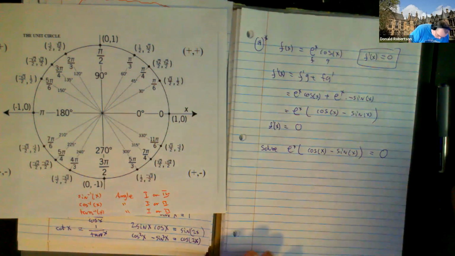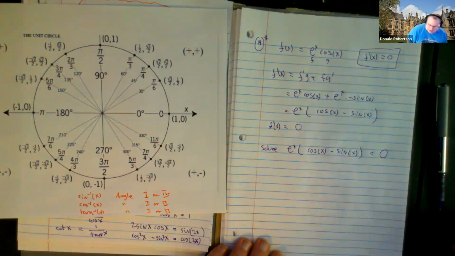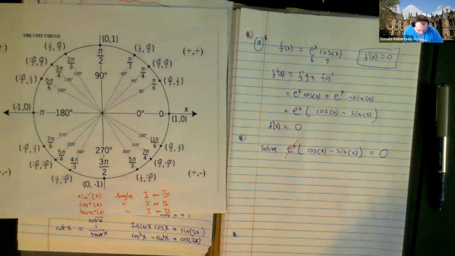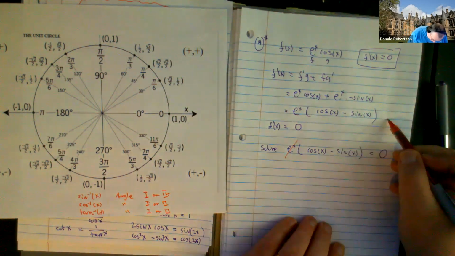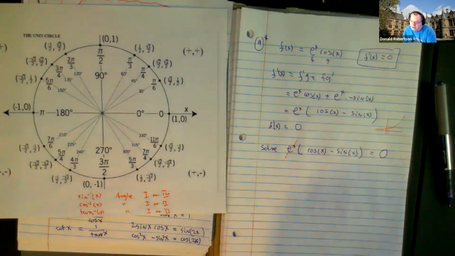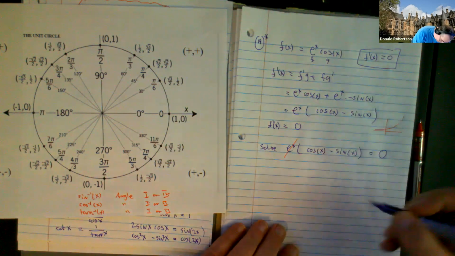So first thing I'm going to do is ignore e to the x. It's not going to generate a solution, and the reason for that is that e to the x is never 0, right? If you sketch e to the x, it's always a number bigger than 0. It just goes uphill. So our question becomes a little bit simpler.